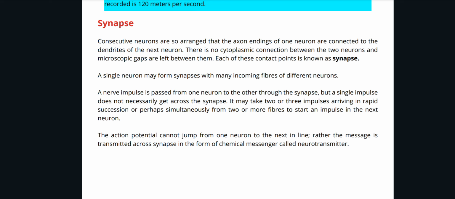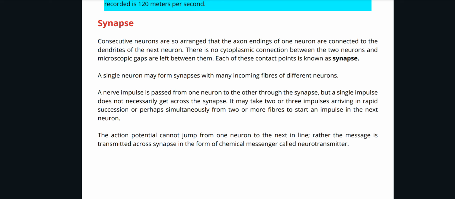A single neuron may form synapses with many incoming fibers or different fibers. A nerve impulse is passed from one neuron to the other through the synapse, but a single impulse does not necessarily get across a synapse. It may take two or three impulses arriving in rapid succession, or perhaps simultaneously from two or more fibers, to start an impulse in the next neuron.